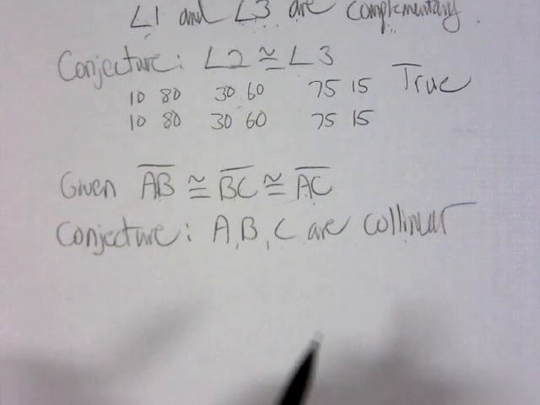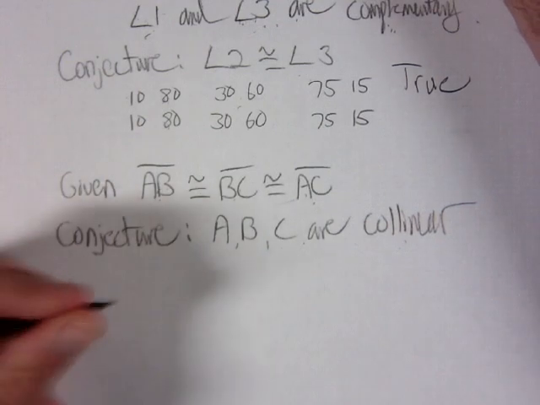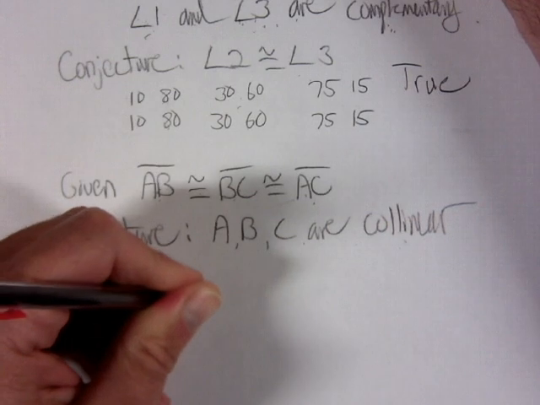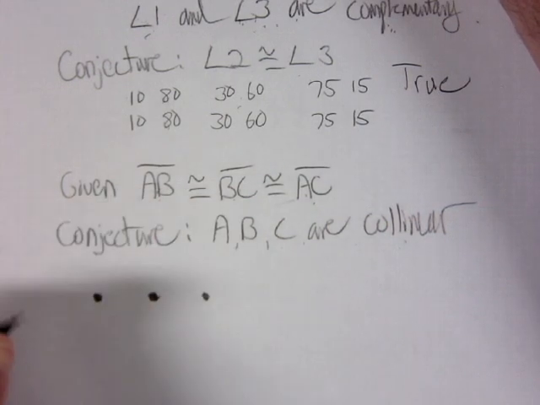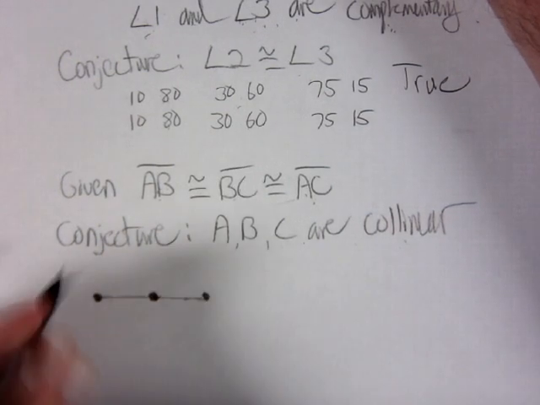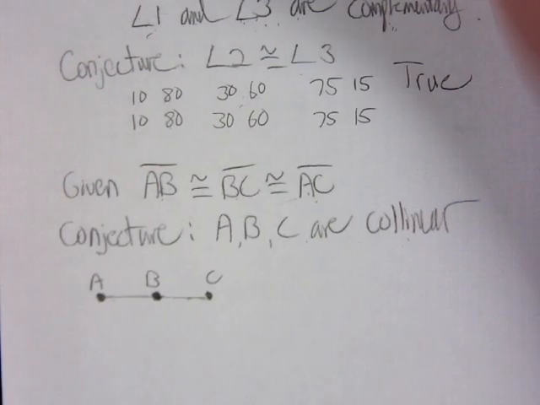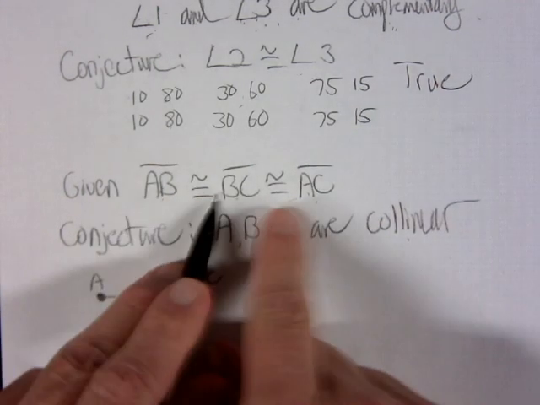All right, well, let's see if we can draw it. Okay, so number 1, let's see if we can draw them all on the same line, all collinear. So 1, 2, 3. So if they're collinear, they would have to be like this. All right? They would have to be like this. A, B, and C. Okay? Now, here's the deal. Are these segments the same length?